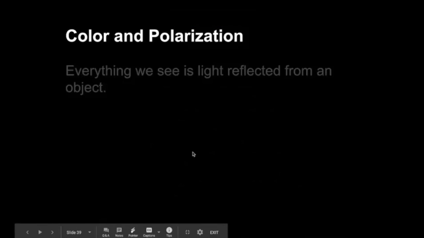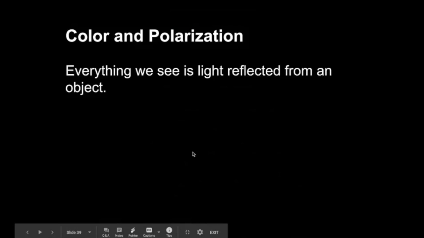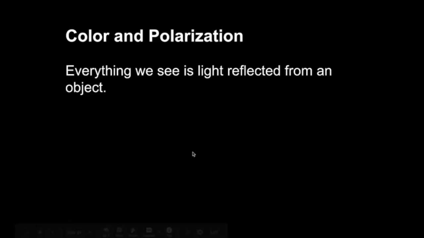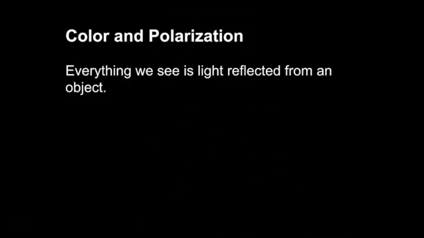All right, physics students, today we're going to talk about color and polarization. And again, everything that we look at, we see different colors. Some people don't see as many colors as other people, but the point is everything we see is light that is reflected off of different objects. If I turn off the lights and I'm in a completely dark room, I can't see anything because there's no light entering my eyes and there's no way for my brain to make sense of no information.